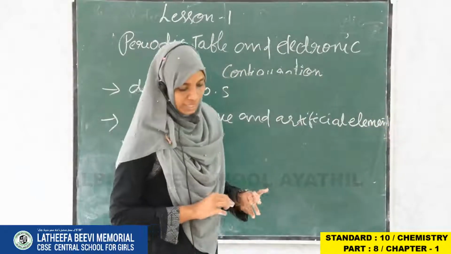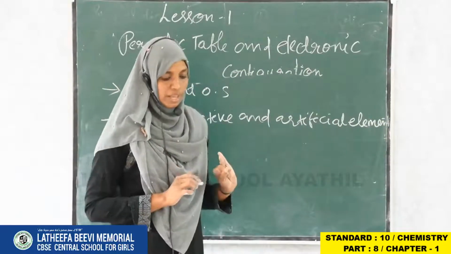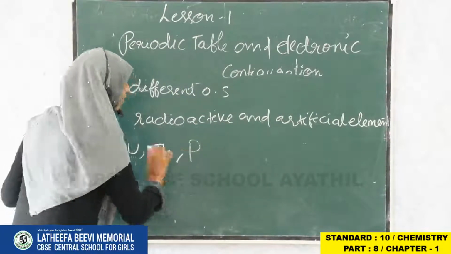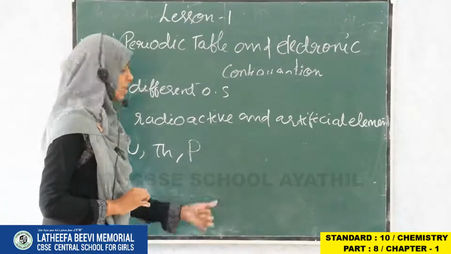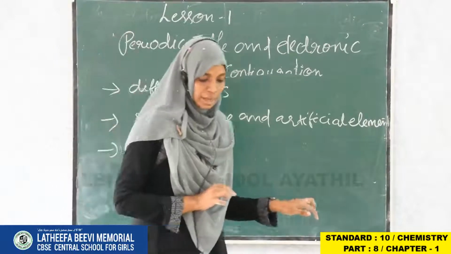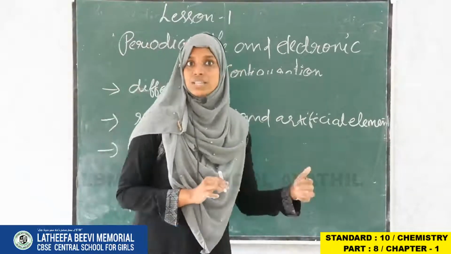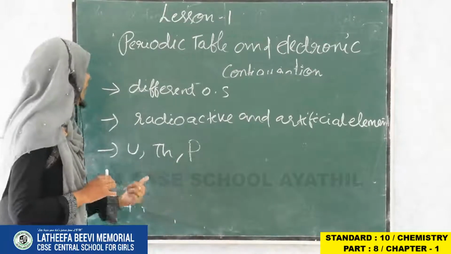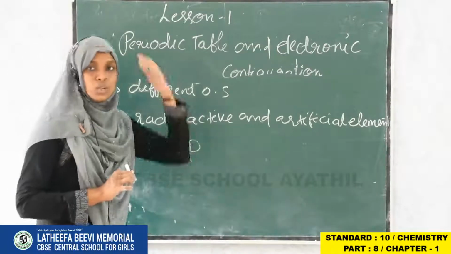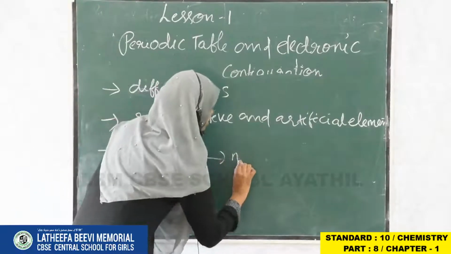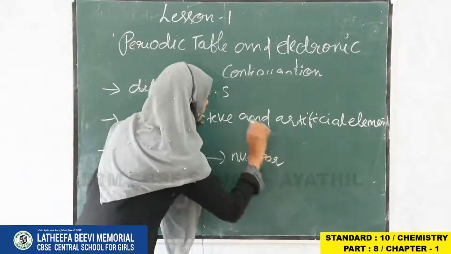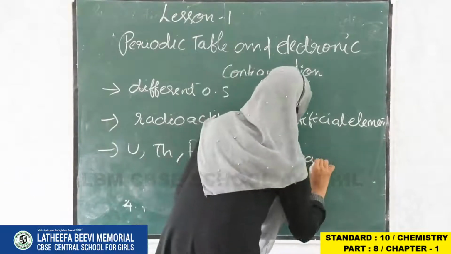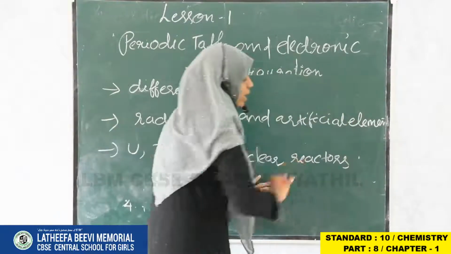The third point is uranium, thorium and plutonium. We know that these are radioactive. Uranium, thorium and plutonium are used in nuclear reactors. So it is very important. These are radioactive elements and they are used in nuclear reactors. So F block elements are very important.